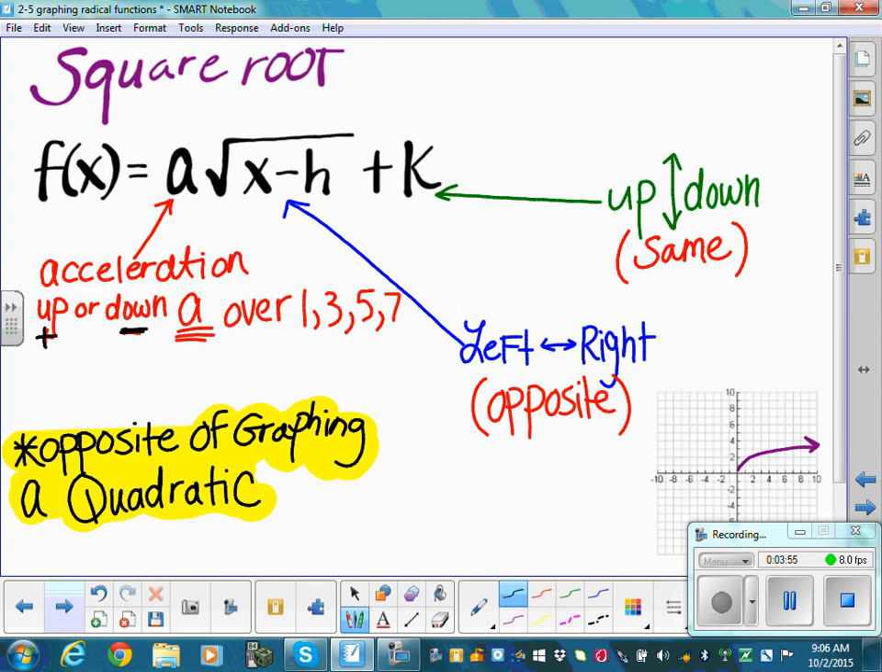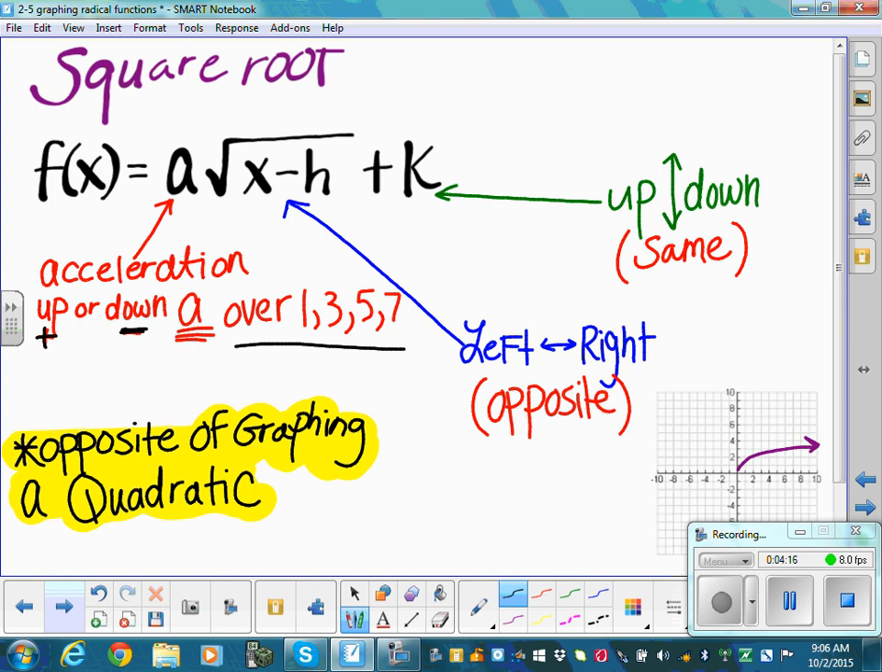So we're going to go up or down our a value, and then we always go over 1, 3, 5, 7. So remember the 1, 3, 5, 7 pattern was seen in quadratics. But remember with quadratics, we went always, no matter what, over 1, up 1, over 1, up 3, over 1, up 5, right? Or over 1, down 1, over 1, down 3, over 1, down 5.